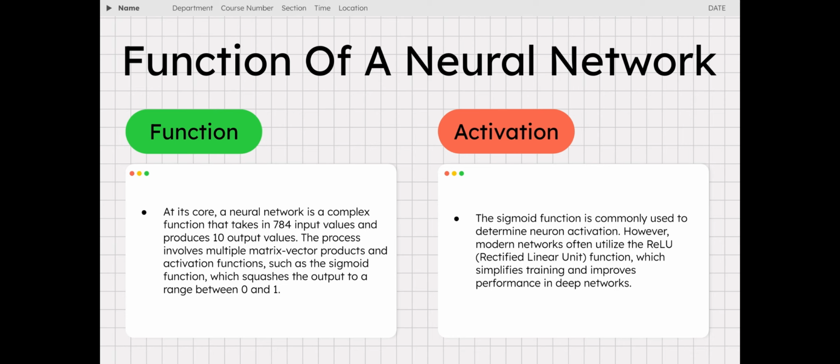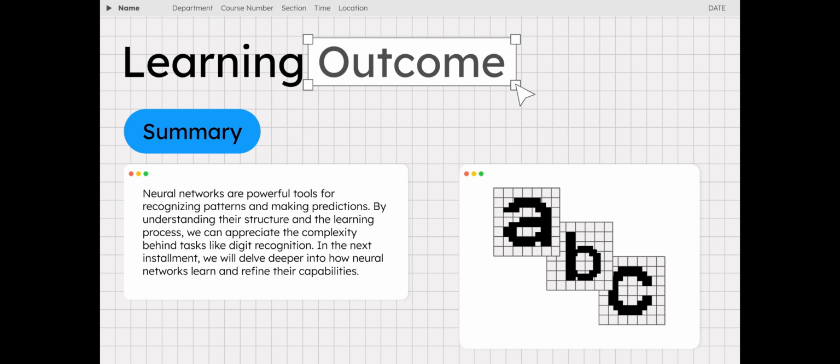The learning outcome is that neural networks are powerful tools for recognizing patterns and making predictions. By understanding their structure and the learning process, we can appreciate the complexity behind tasks like digit recognition. Next, we'll learn how neural networks learn and refine their capabilities.